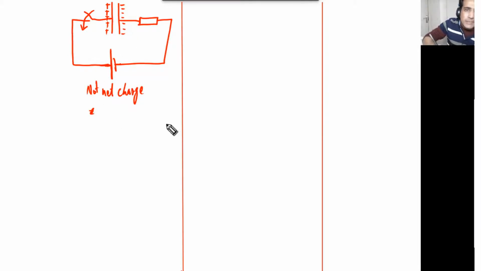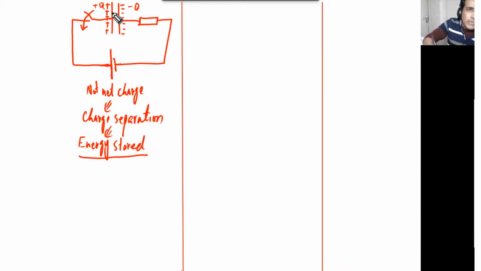If you look at the big picture, what happened in this case is only charge separation. We just separated charge. The battery is not giving more electrons, and there is no net charge. Plus Q you have here, minus Q here. The amount of charge on this plate is equal to the amount of charge here. So in this case we store energy. The capacitor is used to store energy. By separating charges, we have stored energy on these plates in the electric field. So this is what happens.